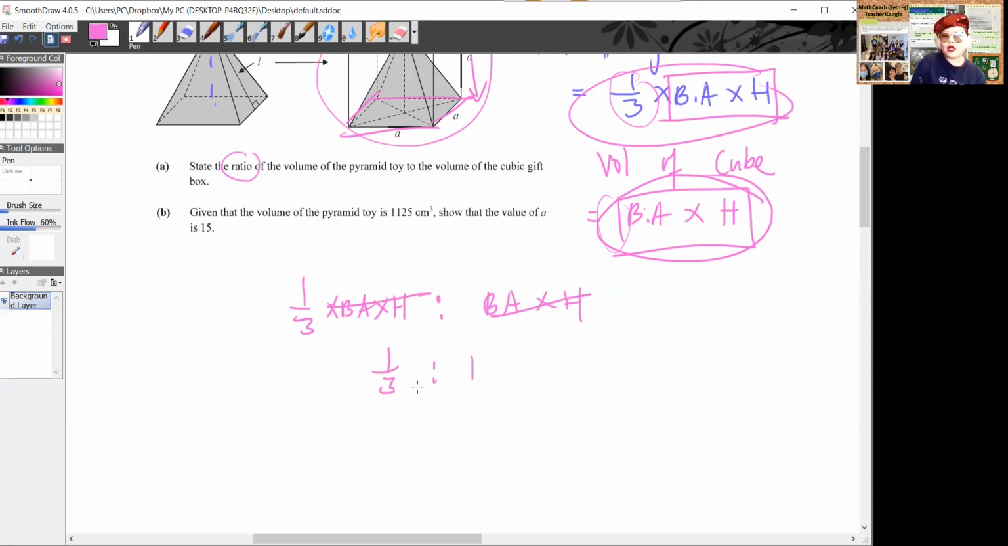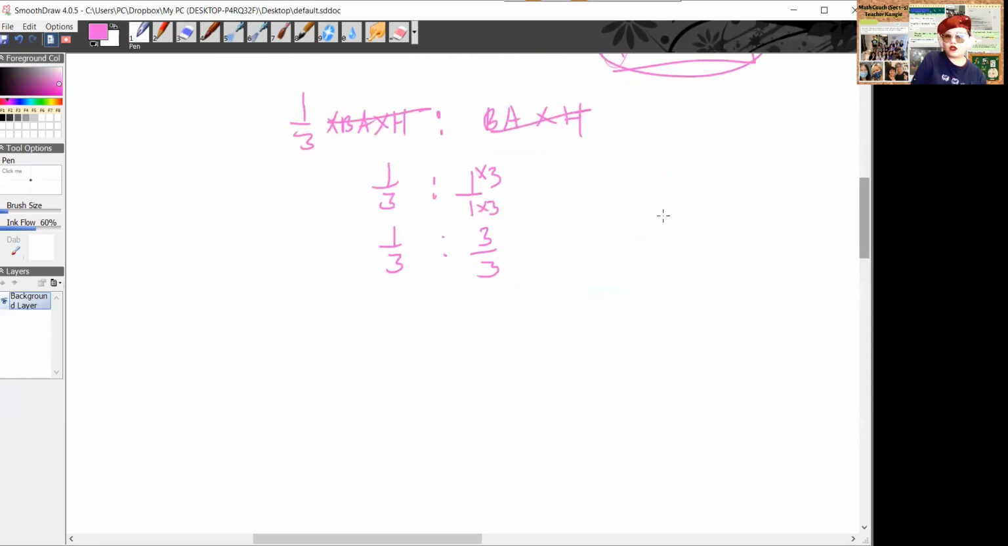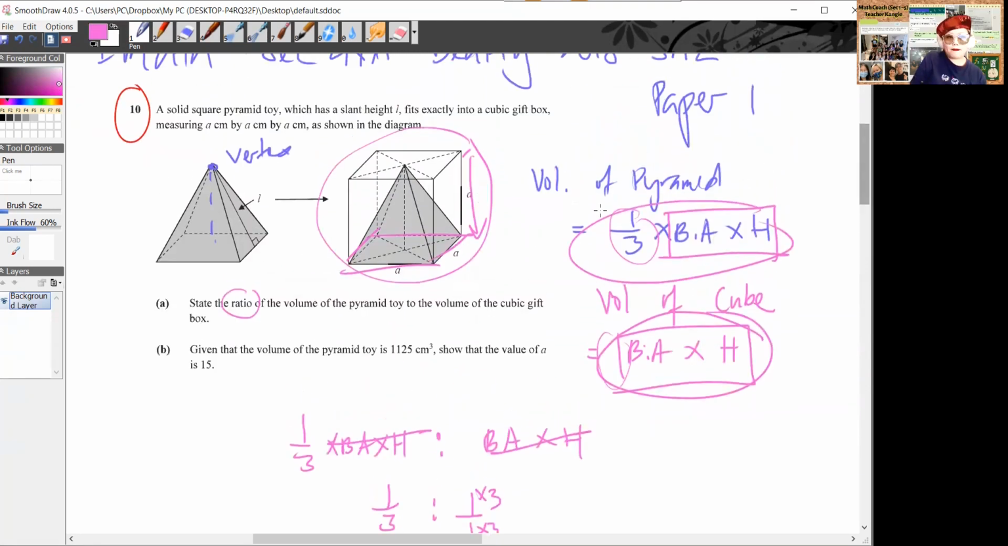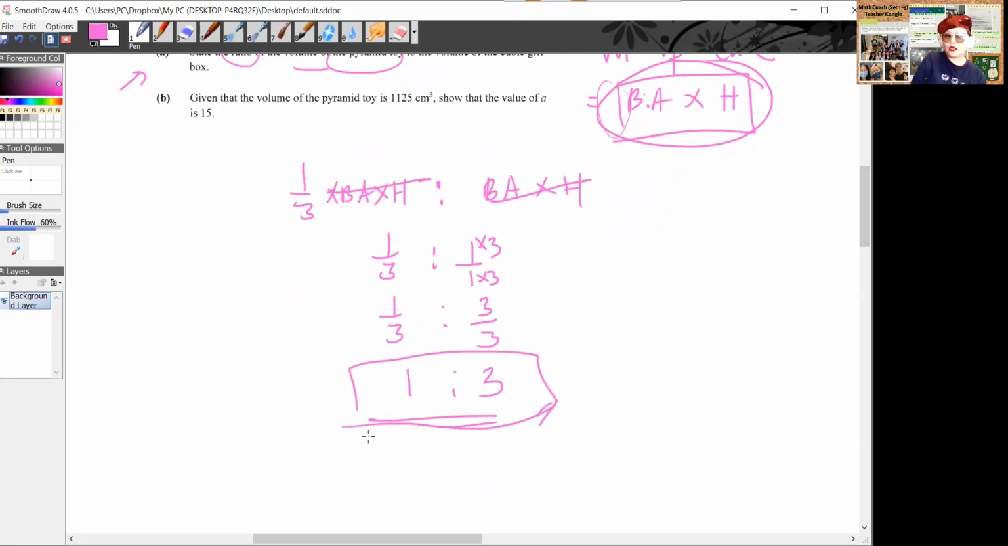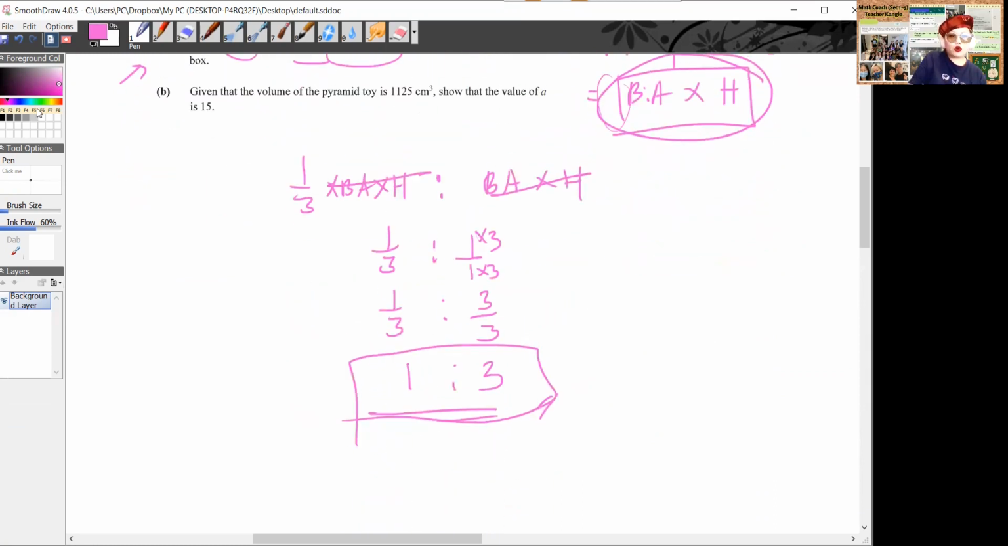1/3:1. Then how do you change this to flat number? Because ratio you cannot have fraction, right? So this one you put 1/1. Change them to the same denominator. So this is times 3 times 3. So it will be 1/3 is to 3/3. Remove the denominator, so you know it is 1:3. So that's the answer for part A. Okay, ratio volume of the pyramid is 1/3 of this one. In other words, the cuboid or cube is 3 times the pyramid, and that's why it is 1:3. That's for part A. Let's go to part B.